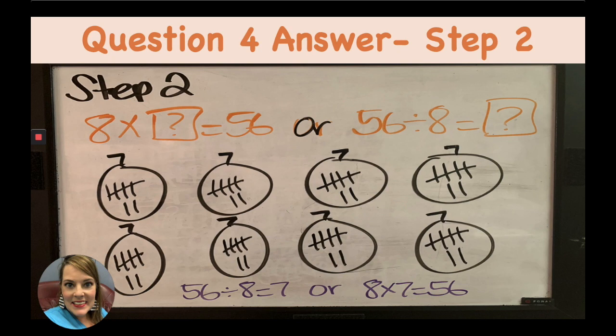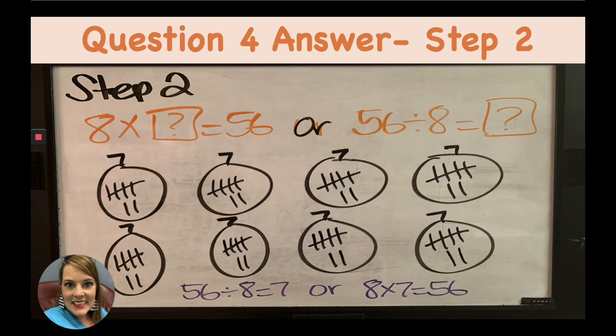In step 2, the first thing I did was write the multiplication equation that I was trying to solve. 8 times something equals 56. And I realized that since I knew the total that Reed read, I could create a division problem too. 56 total pages that Reed read divided by 8 times as many as Mackenzie equals the number of pages that Mackenzie read.